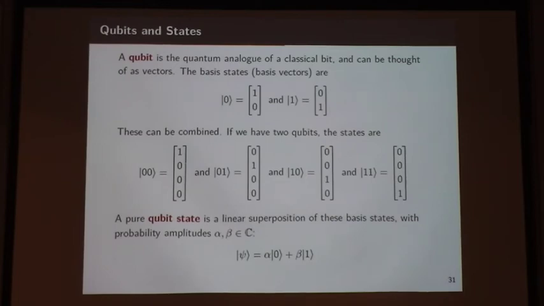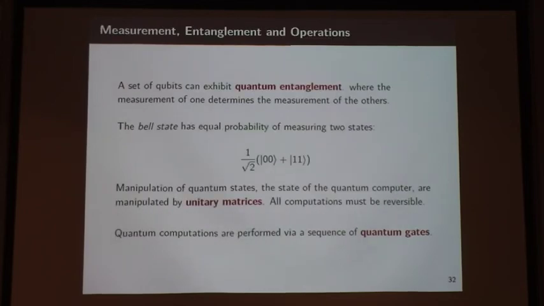And any state that a computer is in is a qubit state and can be shown as a linear superposition of the basis states. So the state psi is alpha times the state 0 and beta times the state 1, where alpha and beta are complex numbers. And when you measure this state, the probability of measuring 0 is alpha squared, and the probability of measuring 1 is beta squared. So that can be seen here in this Bell state. We have a superposition of states. The first state is 00, and the second state is 11. And the probability of measuring either state when you measure the Bell state is 1/2.